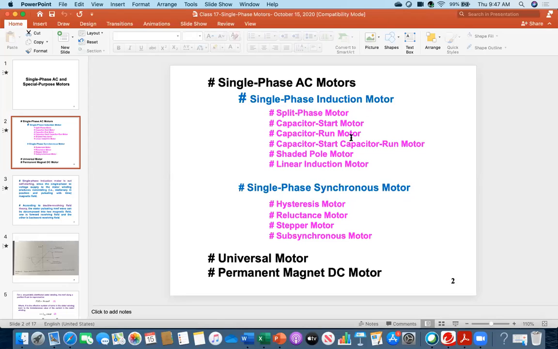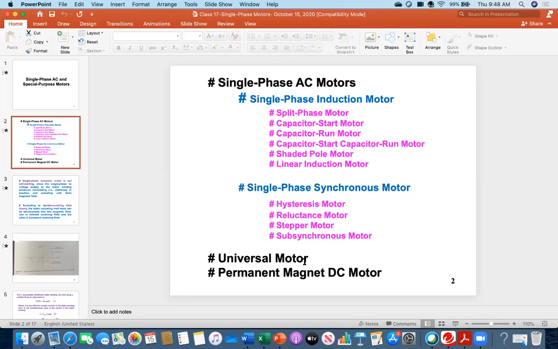Okay, and then there are lots of classifications: split phase motor, capacitor start motor, capacitor run motor, capacitor start capacitor run motor, shaded pole motor, linear induction motor. And among the group of single phase synchronous motors: hysteresis motor, reluctance motor, stepper motor, subsynchronous motor, and the one that is used in computers, called the servo motor, and there are other types. And then there is another one, the universal motor.